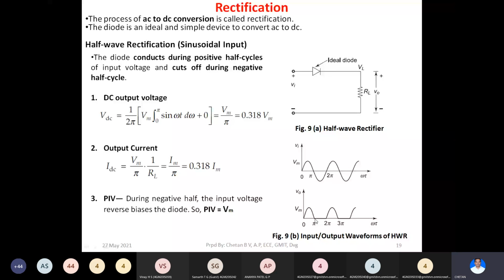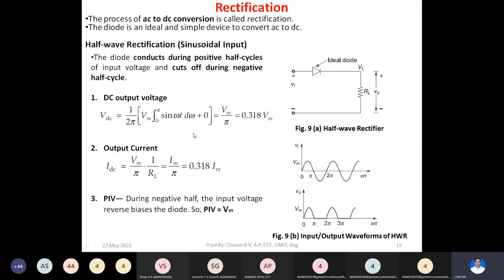After you perform the integration, the integration of sine omega t, you already know it is minus cos omega t. So after applying limits, how will you apply limits? Minus cos omega t is there, and the first limit is pi. If you take the minus sign outside, you will get cos of pi, which is minus 1, minus cos of 0. Cos of 0 is 1. So inside the bracket you have minus 1, minus 1, so it will become minus 2.